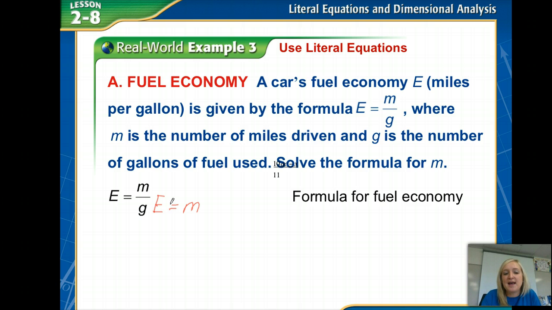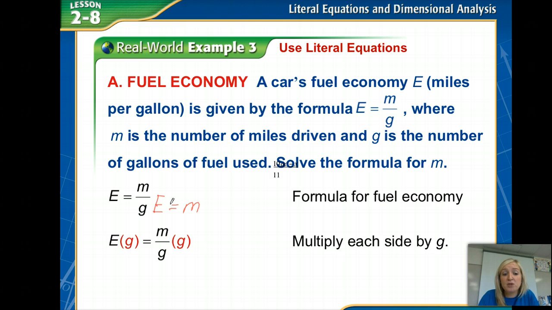So if E equals M divided by G, that's the formula. And if you multiply both sides by G, you get M equals E times G. And this is your simplified answer. They wanted you to solve for M, so we multiplied both sides by G to solve for M. That's the first part of the problem.